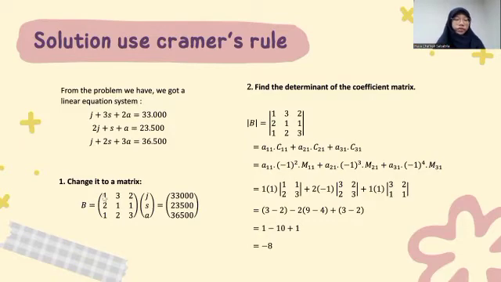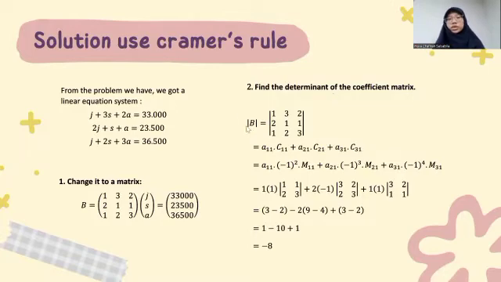From here, firstly, to use Cramer's rule, we change it into a matrix, and let the matrix be P, where the first row is for the first linear equation, the second row is for the second linear equation, and the third row is for the third linear equation. And this is for the variables J, S, and A, where J is for the orange, S is for the salak fruit, and A is for the apple. And it equals the total price that we have from the problem: 33,000, 23,500, and 36,500.